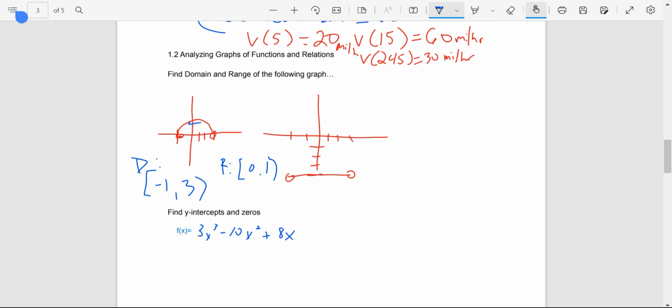For the other one, your domain goes from -2 to 3, but it doesn't include them, so we use parentheses, -2, 3. Your range, what do we got for our range? It says 4, so your range is just simply 4.